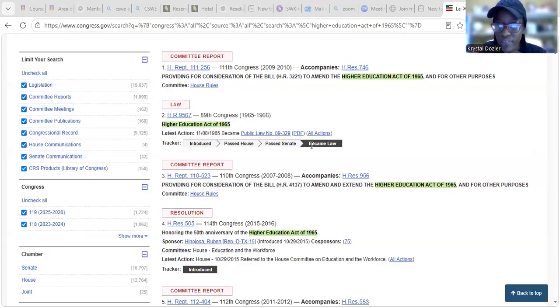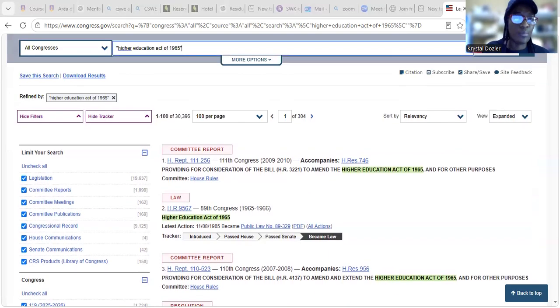So we need to have this part highlighted. It became law. It can be introduced and it can sound amazing and it's going to be life-changing. But if it has not become law, then there's nothing that has been done with or under that law. We've just introduced it. It did not pass the House. It did not pass the Senate. And many policies also have to pass the president. Okay? How do we find the ones that have become law, Professor Dozier?